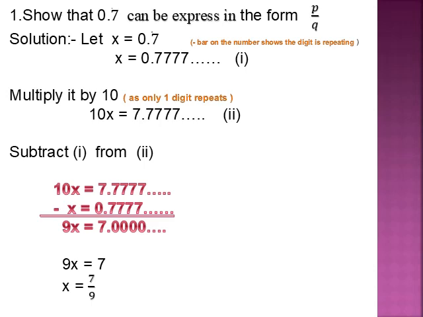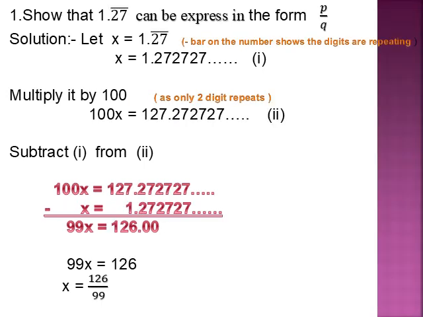See the second example. Now in the second example, you have to express 1.27 bar. Here the bar is on the two digits, that is 2 and 7, means 2 and 7 are repeating. So let x equal 1.27 bar. So x equals, removing the bar, you write 1.272727 and so on. Now here we multiply it by 100. Why 100? Because you have to observe the number of digits which repeat. Here how many digits are repeating? 2 and 7, means 2 digits repeat. So we have to multiply by 100.